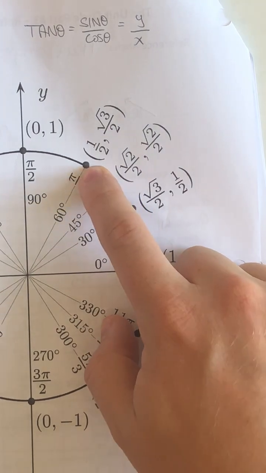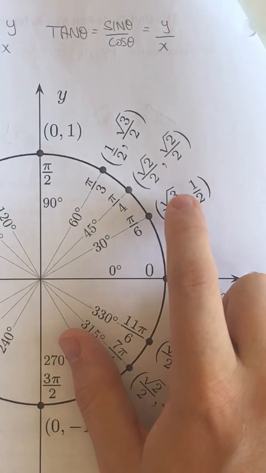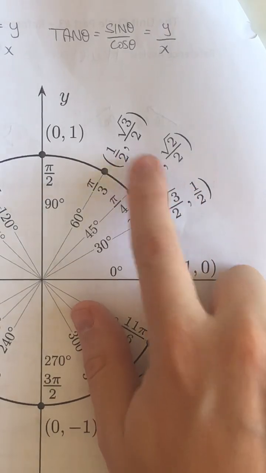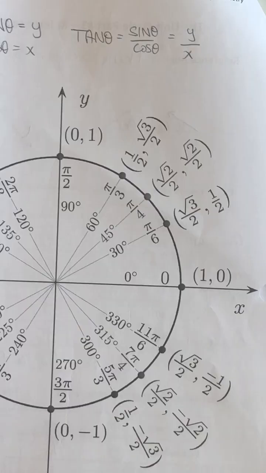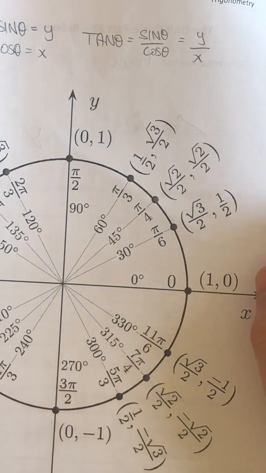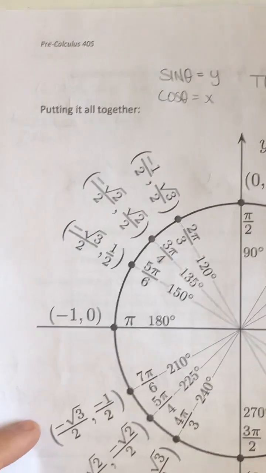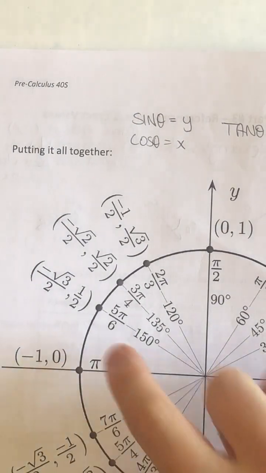Our y values get bigger as well. So 1/2, root 2 over 2, root 3 over 2, all the way to 1. Whereas our x values get smaller: root 3 over 2, root 2 over 2, 1/2, and 0. And that's because x is getting smaller as the angles get bigger. And you notice that the radian measurements are there as well, something that we'll need to get better at as we go through.